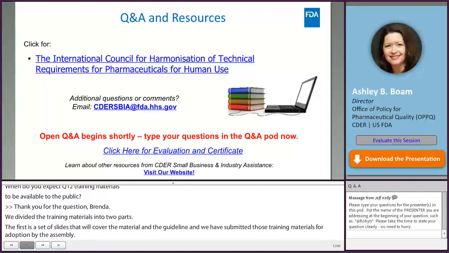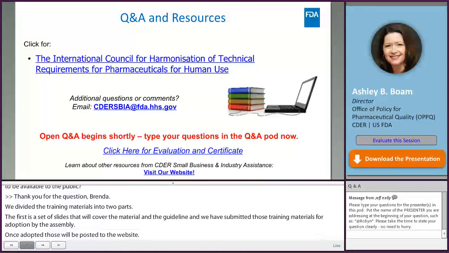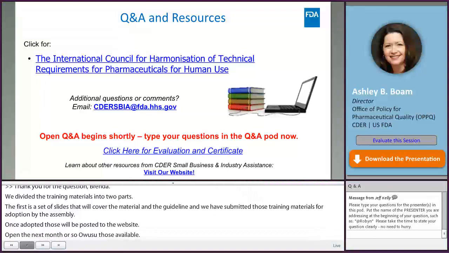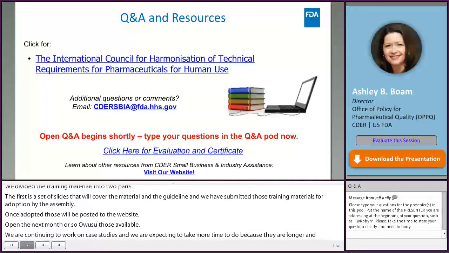We are continuing to work on the case studies. And so we expect that to take a little bit more time to do because they are longer and more involved with narrative text. Those are a little slower to be able to be developed using teleconference and not being able to be in the same room. But we do hope to have those available later on this year. Thank you.